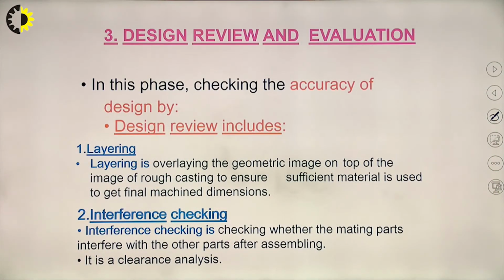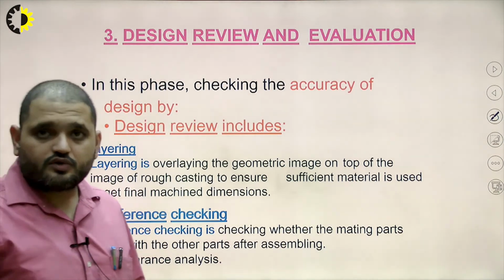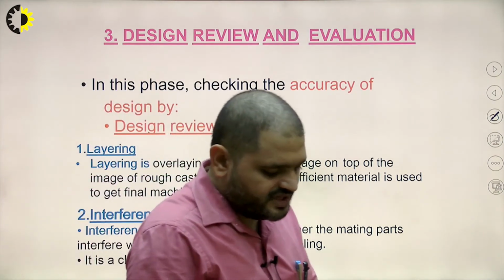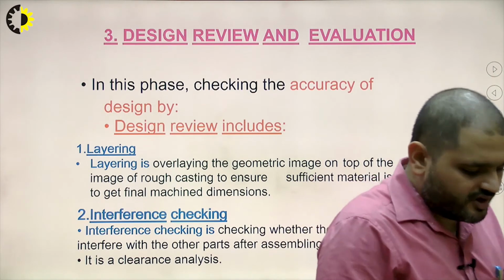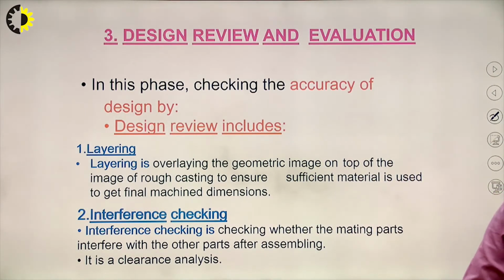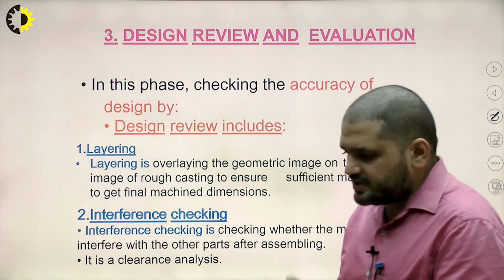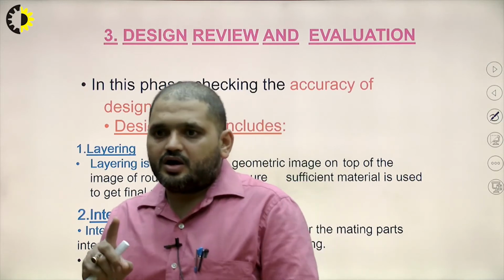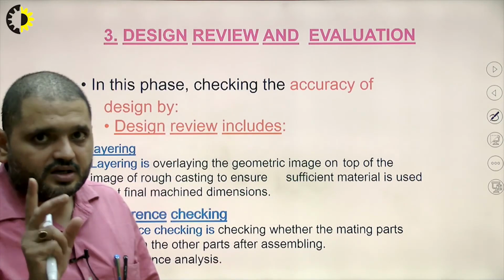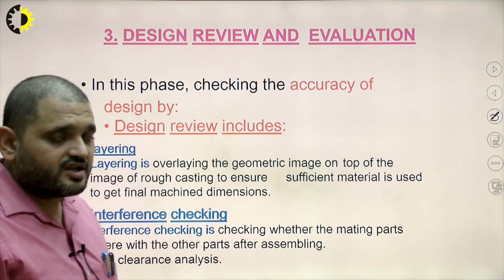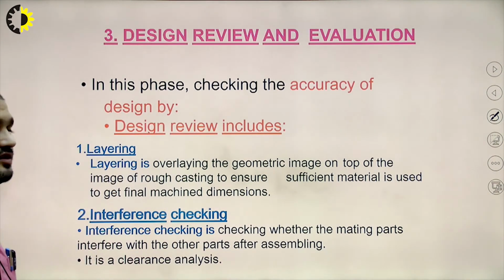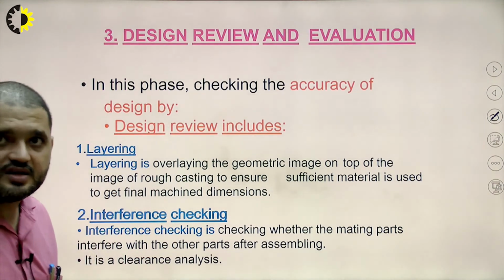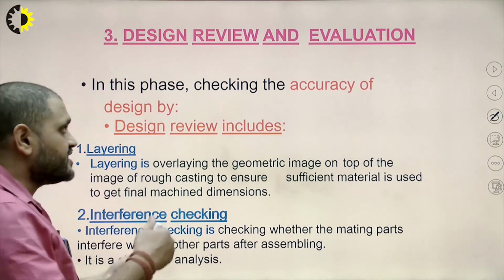Third is design review and evaluation. Once the model is made using geometric modeling, we have done the analysis and calculations, either stress-strain, thermodynamic or mass, and we have analyzed and optimized. Then comes design review and evaluation. In design review and evaluation, we check the accuracy.